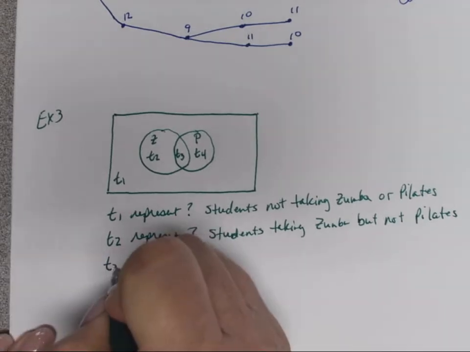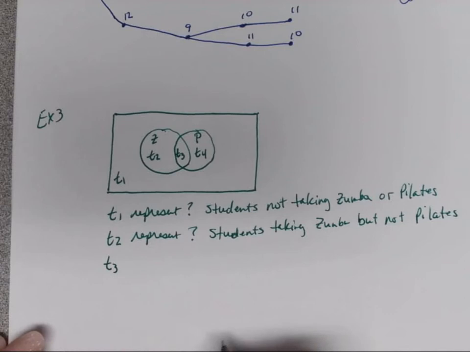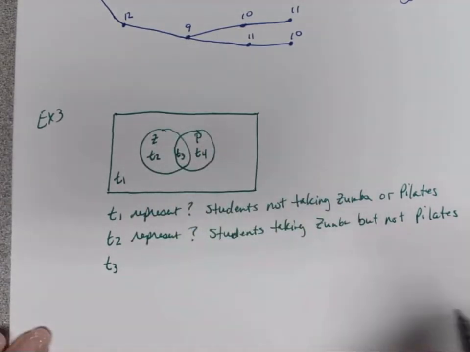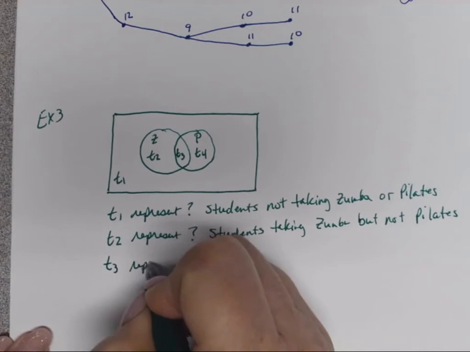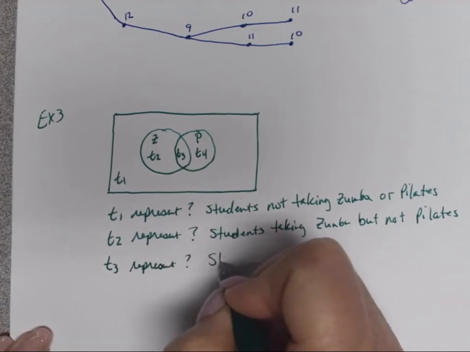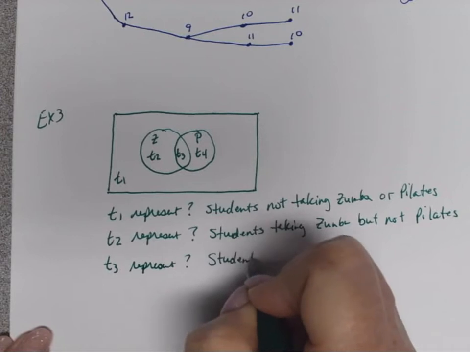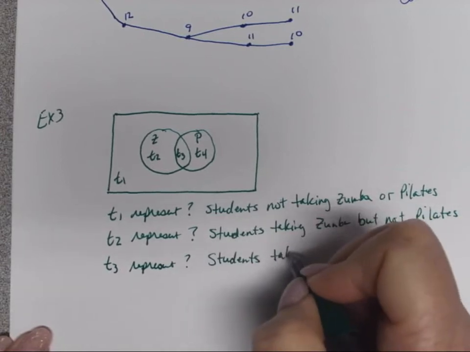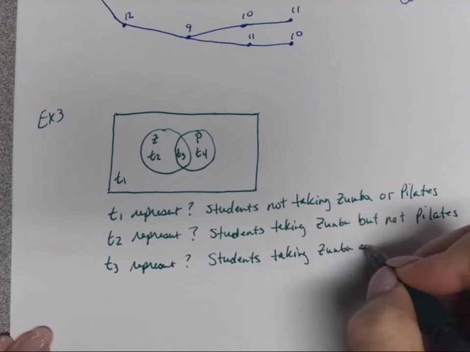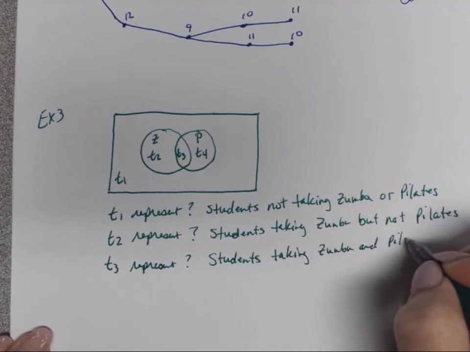All right, what about the third group? T3 would be people who are in the Zumba group and in the Pilates group. So what would they represent? This would be students taking Zumba and Pilates.